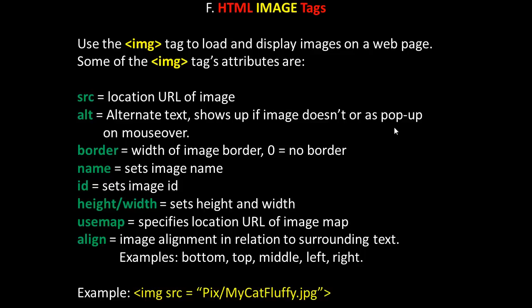Name, which sets the image name, often used with JavaScript and cascading style sheets. ID, which sets the image ID. Height and width. Use map, which specifies the location URL of an image map, which will map out certain areas of the image that you can click on as a hyperlink. And then the align attribute, which specifies the image alignment in relation to surrounding text. And examples would be bottom, top, middle, left, and right.